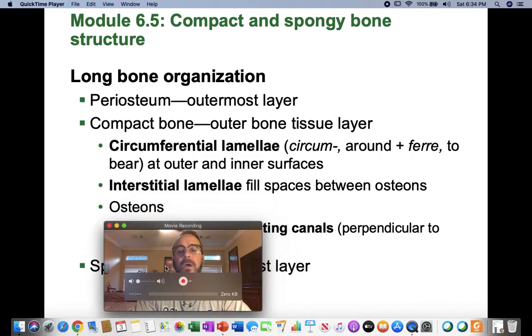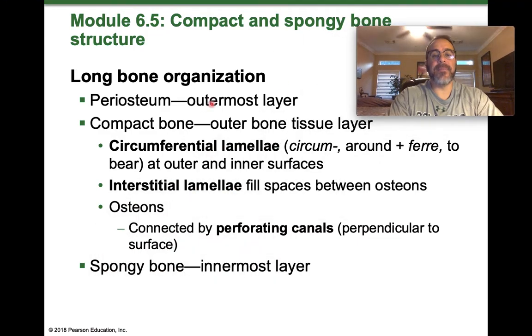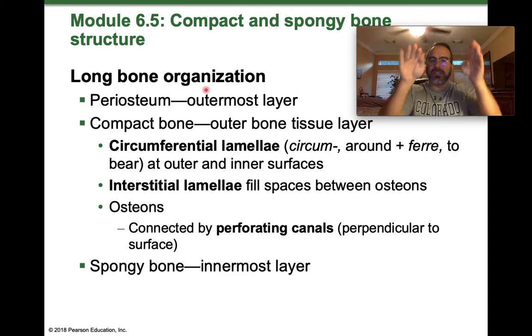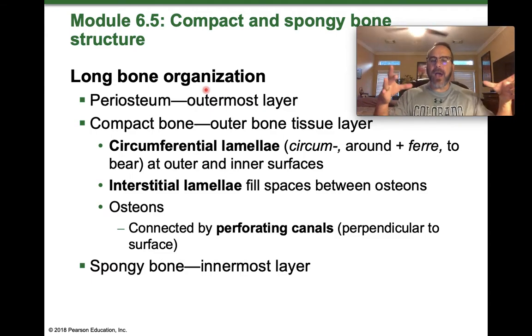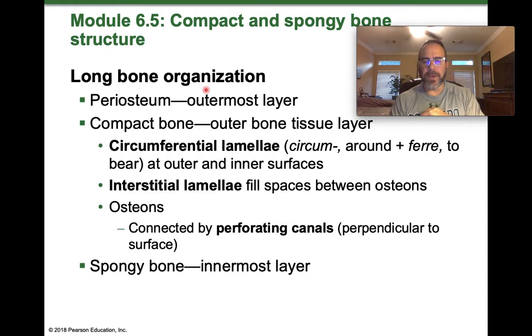We've already talked about that the periosteum is that connective tissue that surrounds the bone. Compact bone is always going to be the outer layer. So you have the periosteum, and below that you have the compact bone. And then you have something called the circumferential lamellae, and those are going to be at the outer and the inner surfaces of the bone. And then you have the interstitial lamellae, which are going to fill the spaces in between the osteons. It makes more sense when I show you the picture.